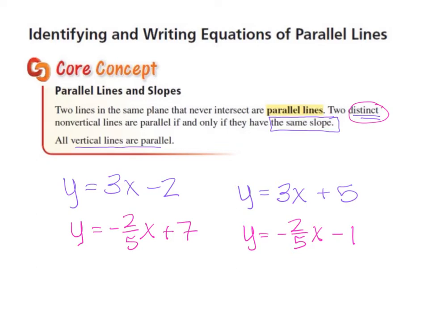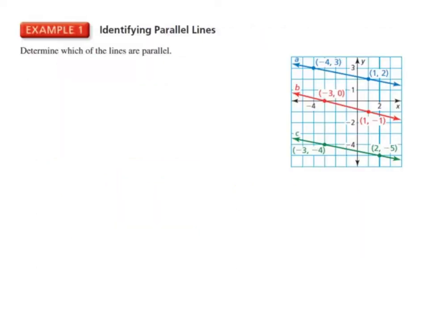So let's take a look at that first example. It asks me in example 1 to identify parallel lines, right? To determine which of those lines are parallel. I can't just assume because they look like they're never going to meet that they're never going to meet. I actually have to show that they have the same slope. Right? So how could I find the slope for line A?